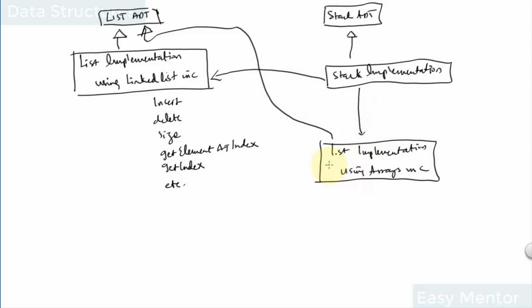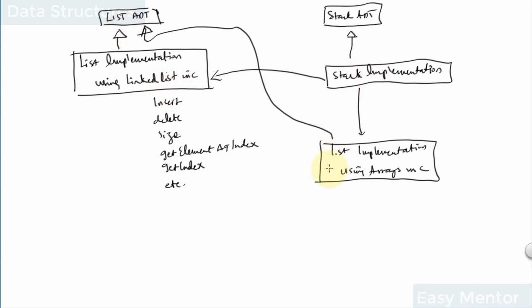There's no change, but the underlying implementation of the list changed from the earlier arrays to the now linked list implementation. To make sure that we do it in a generic way, the stack implementation was just calling the API or contract defined by the list abstract data type.